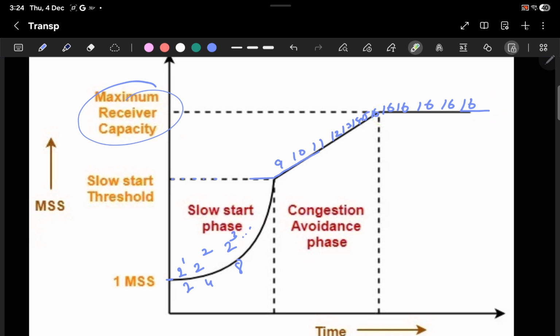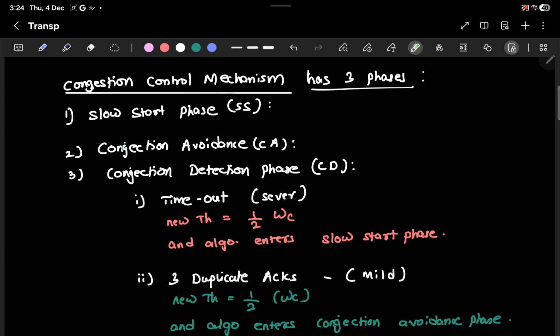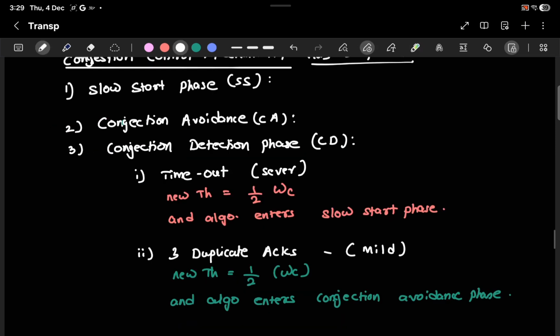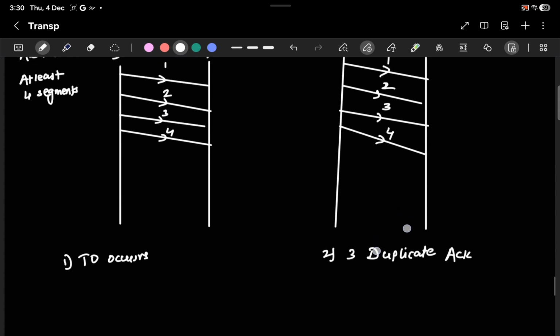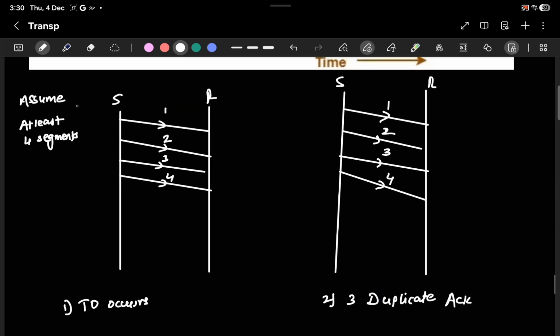Fine. Now we will see the detection phase. Here we can see that the congestion control mechanism has 3 phases: the slow start phase, congestion avoidance, then next is the congestion detection phase. Before starting the congestion detection phase, I will assume that at least I will send 4 segments at a time, and I will receive the acknowledgement for all the 4 segments. That is my assumption.